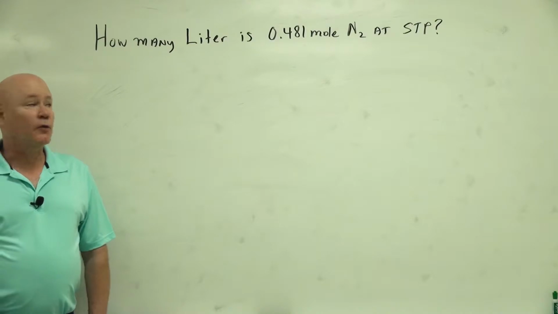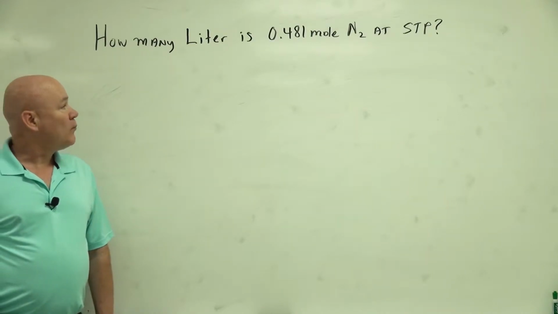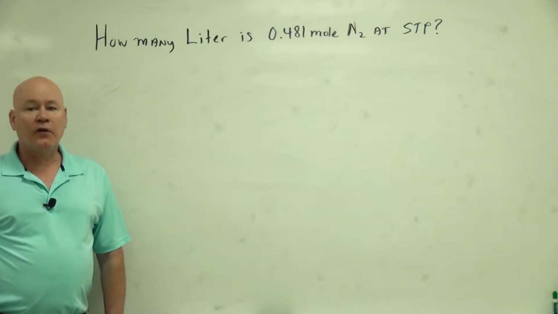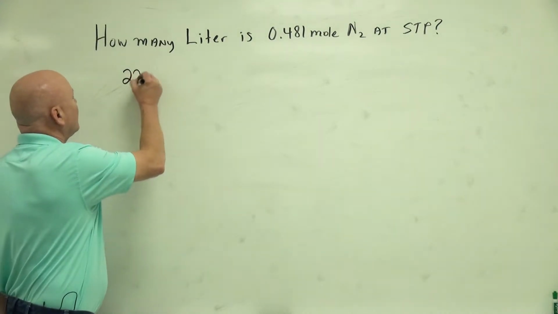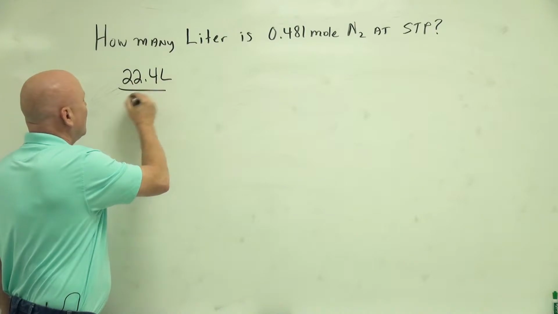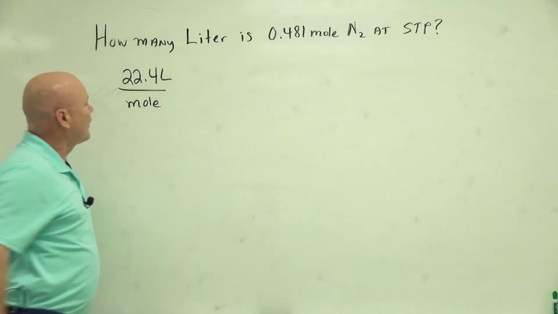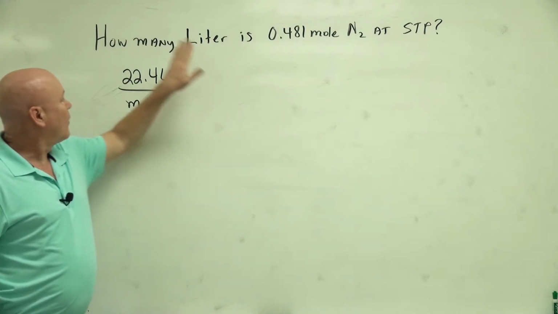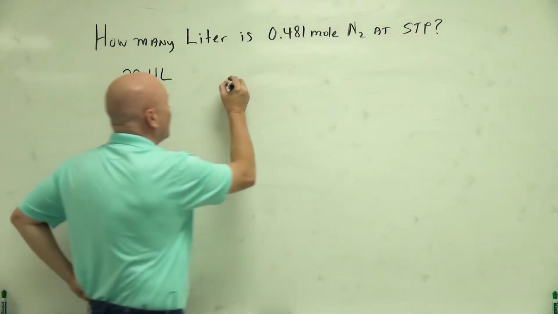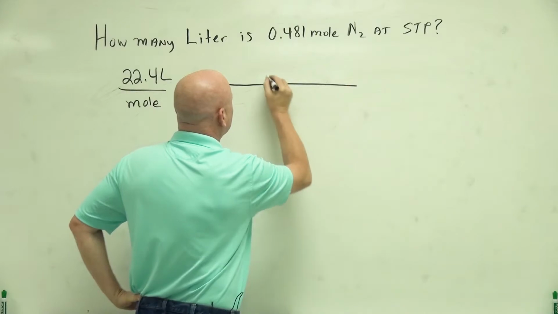How many liters is 0.481 mole nitrogen gas at STP? Okay, well, this is an STP problem, so we would say 22.4 liters per mole. And that's how we go from liters to moles and moles to liters. I have so many moles, I'm going to liters. So let's go ahead and set this up as a conversion.